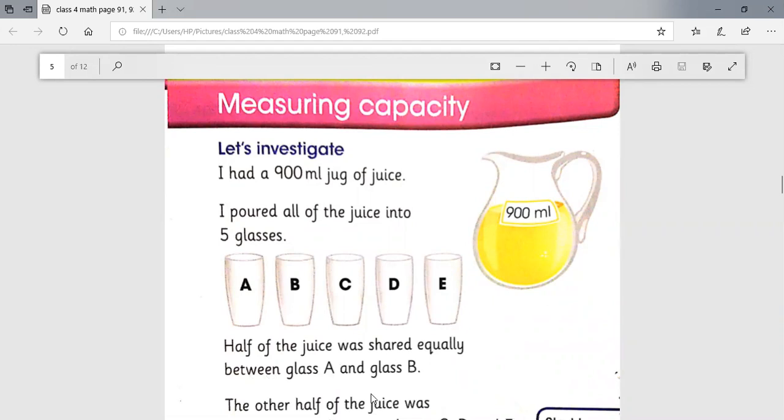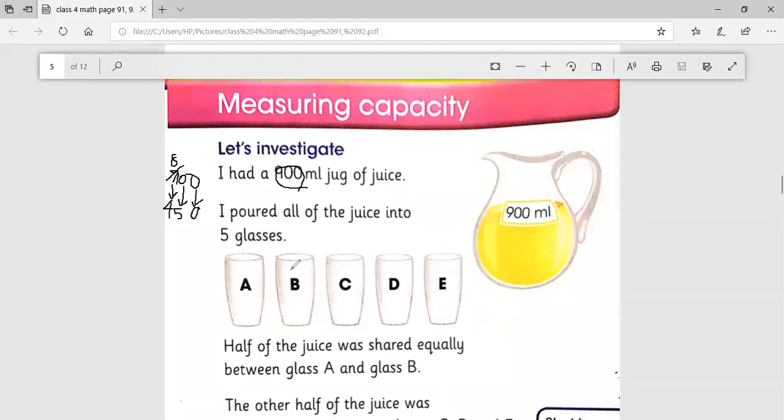So here, 900 milliliter of juice. What is half of 900? There is no half for nine, so we will take 8, and 1 is left. So half of 8 is equal to 4, and half of 10 is equal to 5, and half of 0 is equal to 0.